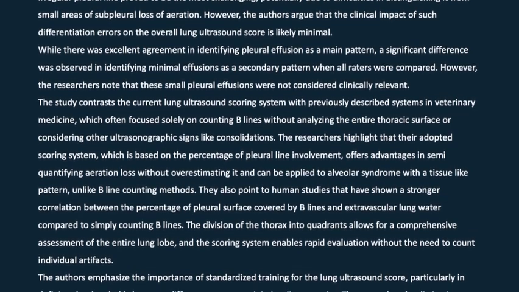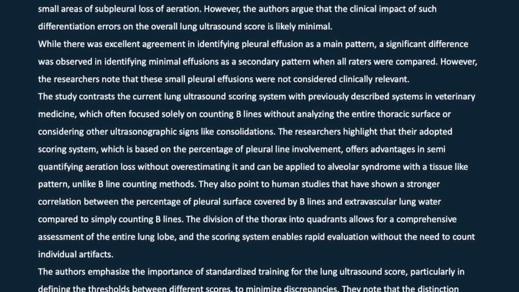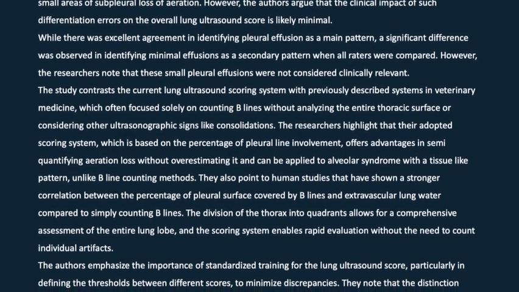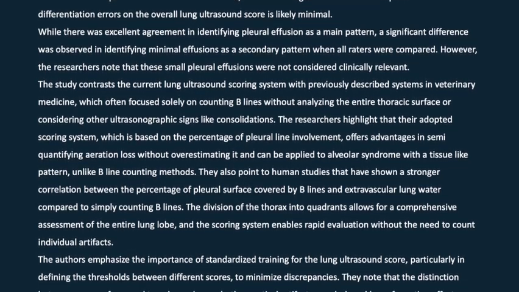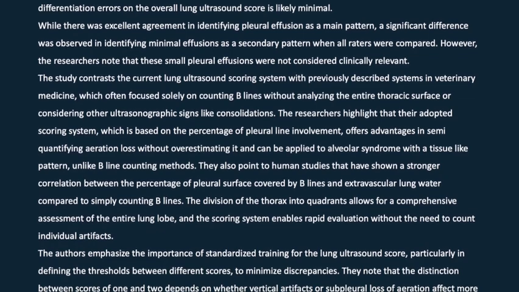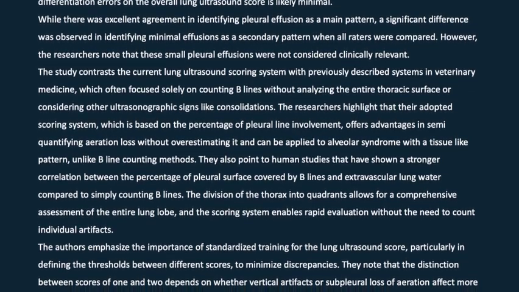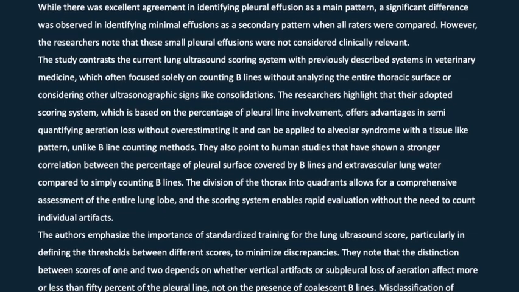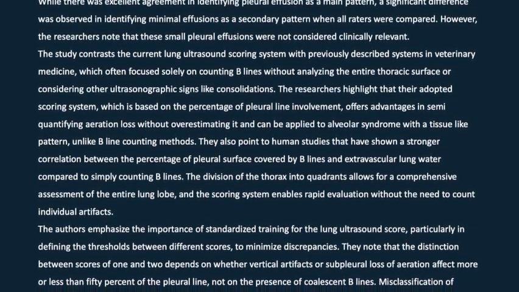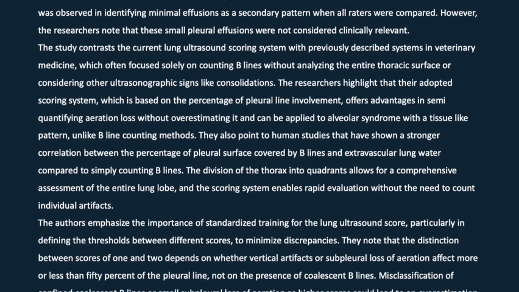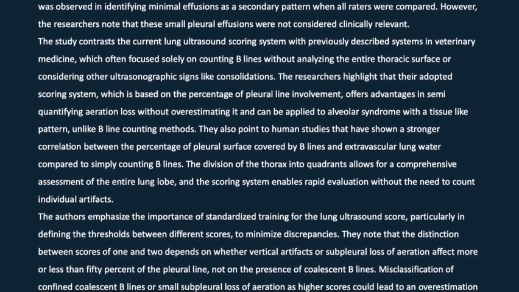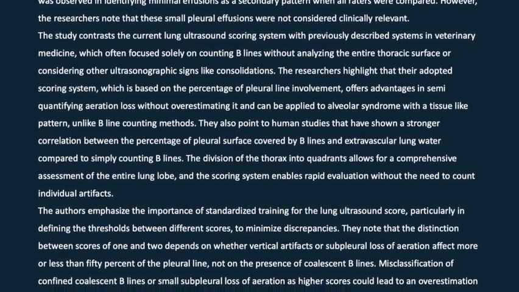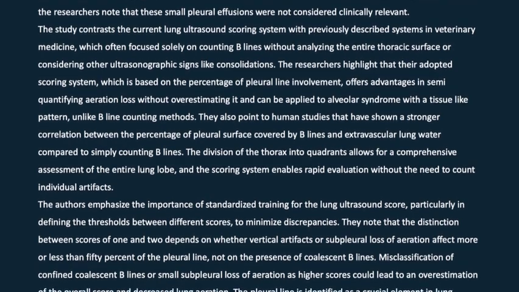The researchers highlight that their adopted scoring system, which is based on the percentage of pleural line involvement, offers advantages in quantifying aeration loss without overestimating it. It can be applied to alveolar syndrome with a tissue-like pattern, unlike B-line counting methods. They also point to human studies that have shown a stronger correlation between the percentage of pleural surface covered by B-lines and extravascular lung water compared to simply counting B-lines.